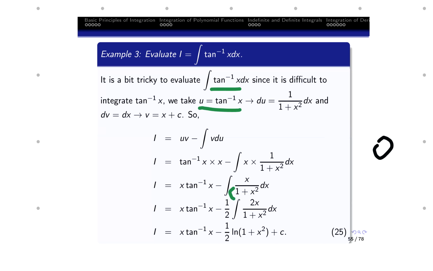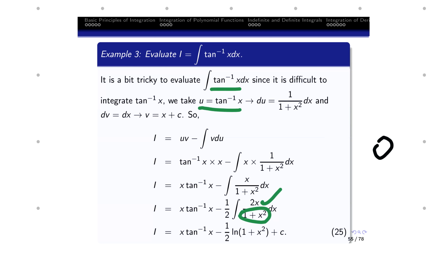We can just multiply 1 by x, and 1 can be half times 2. So 2 times half is 1. If you multiply this by 2 and put half outside, you balance that out. So you have half times the integral of 2x all over 1 plus x squared dx. Now if you differentiate 1 plus x squared, you get 2x. So this gives you the idea of the derivative function ratio.